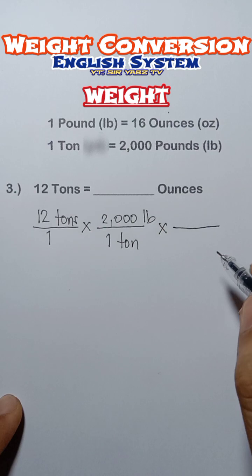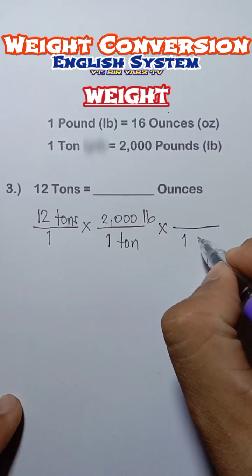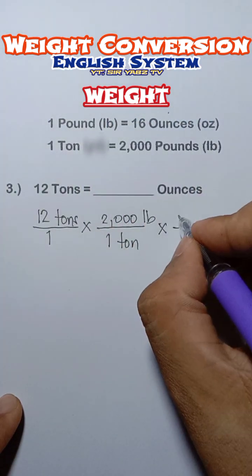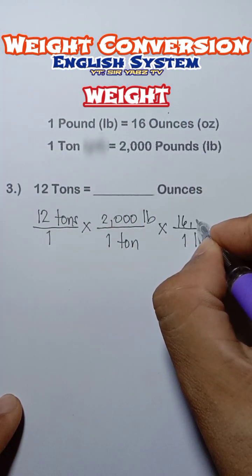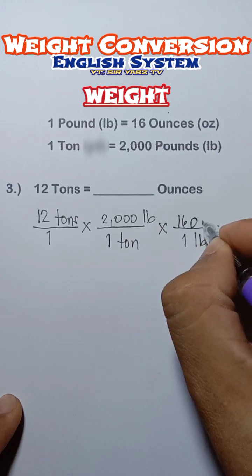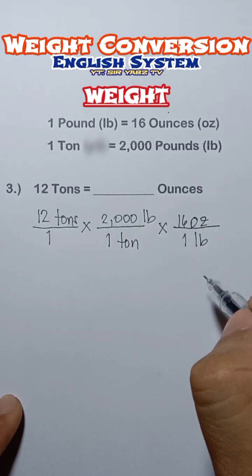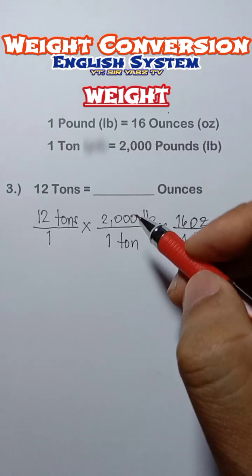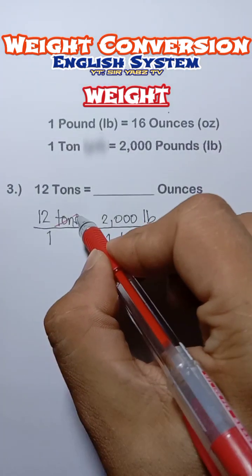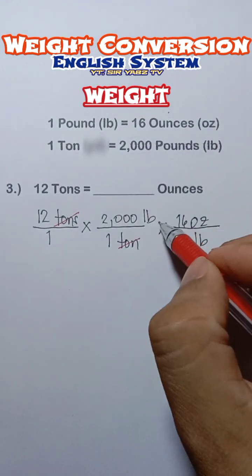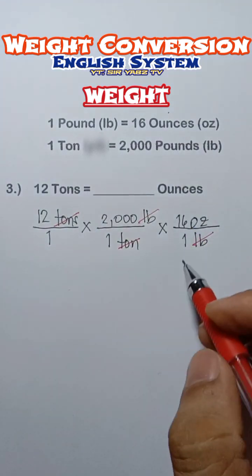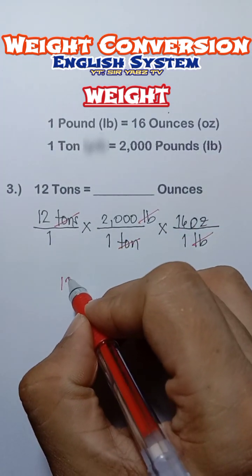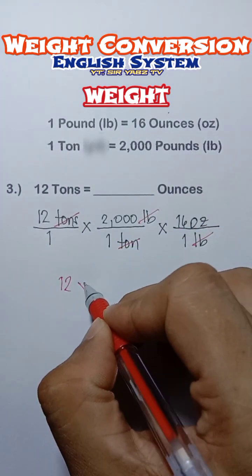Then another factor. So that's the time we have to use the pound, 1 pound on the denominator, so that the numerator pound cancelled out. So 16 ounces is equivalent to 1 pound. So that is our another factor. So let's do the cancellation. So cancel out the tons on the numerator and the denominator, that is 1. So pounds on numerator and denominator, so that means 1. So the remaining unit will be ounces.